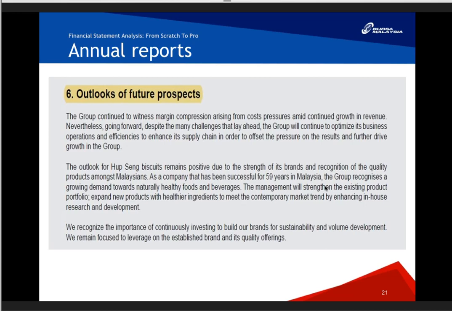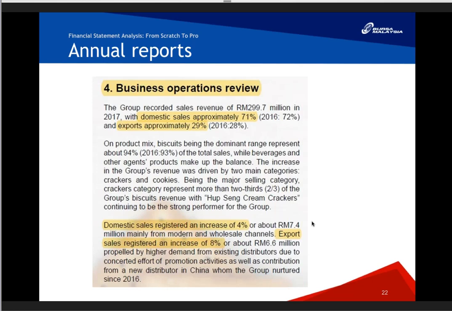Yeah. So over here, we'll see what the outlook of the future prospect is. They say that cost is their major concern, and they still see that it will continue to be pressure. However, they are saying that they may optimize the business and go for increasing the supply chain. That means they want to increase their marketing outlets, and hopefully can increase their sales. Then over here, I think they also talk about their exports.